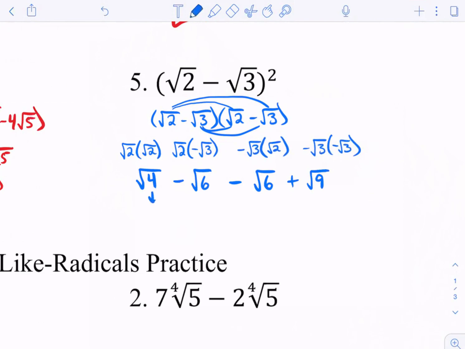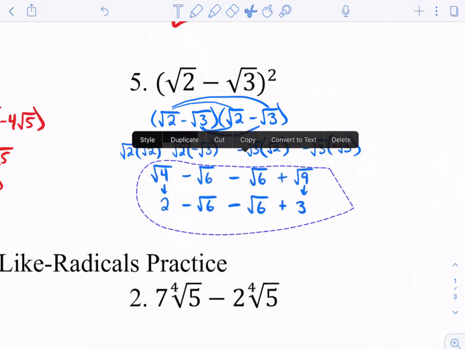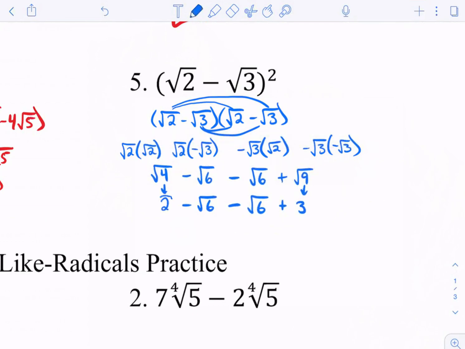Now the square root of 4 is 2. I cannot simplify any of these. And then here, the square root of 9 is 3. So now, let me combine like terms. Again, I just keep making it a little smaller so I have room. So 2 plus 3 is 5.